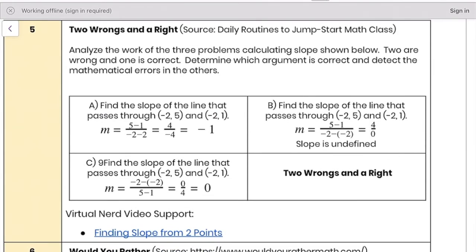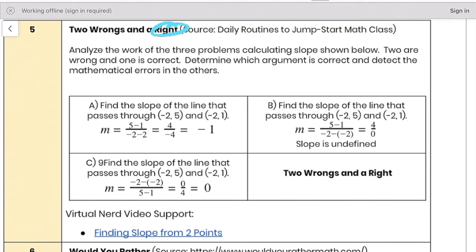All right, number 5. This is the one that I wanted you to post on Canvas with a picture circling which one. It says 2 of these are wrong, but only one of them is right. So you have to figure out which one is right and then find the error for the others.